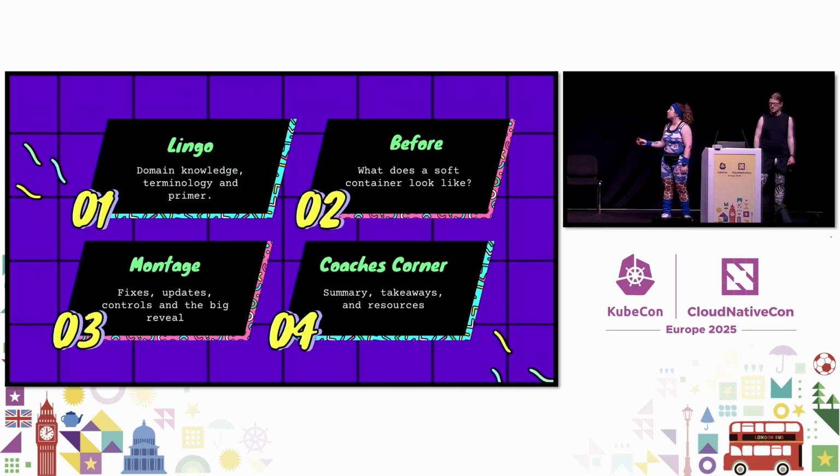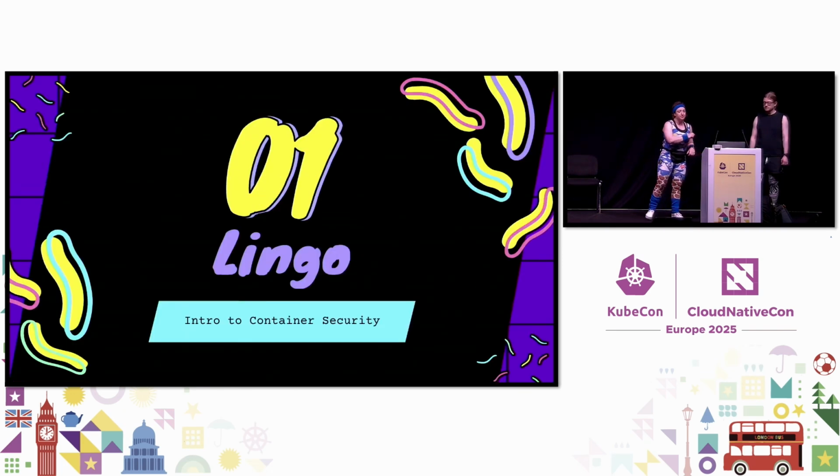Next, we're going to go into the before. We're going to meet this soft and vulnerable container, get to know what they've got going on under the hood. Finally, we'll get into what you're all here for, which is the montage. We're going to take that container from squishy to strong. And then we'll finish off with Coach's Corner. We're going to offer some tips to take forward to your company, to your personal home project, so that you can secure your containers and have rock-solid, show-worthy containers.